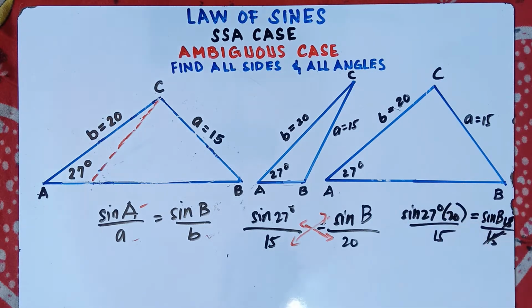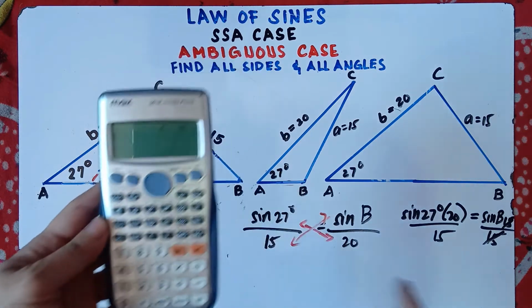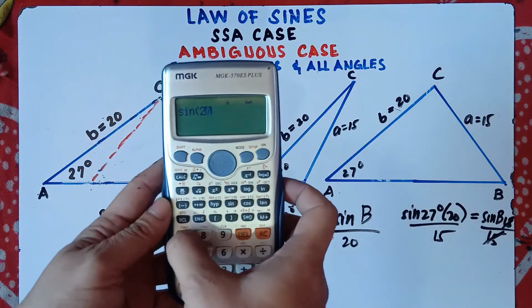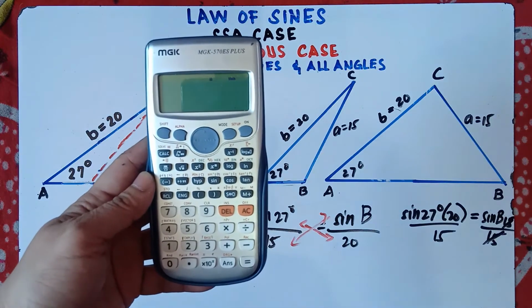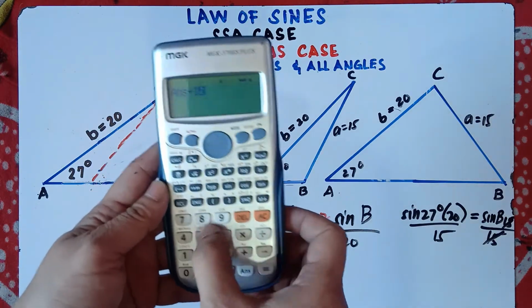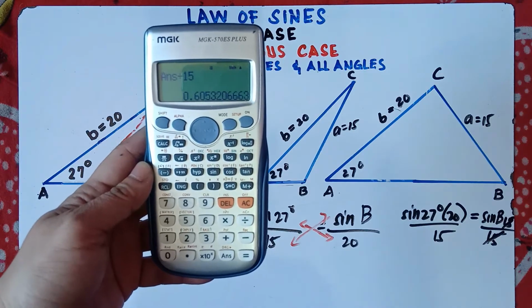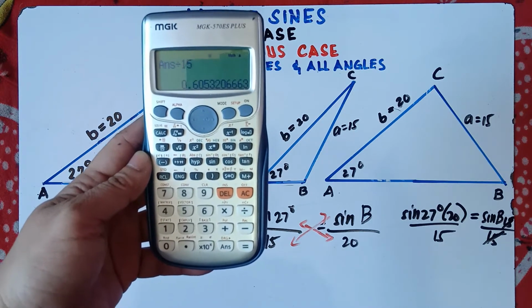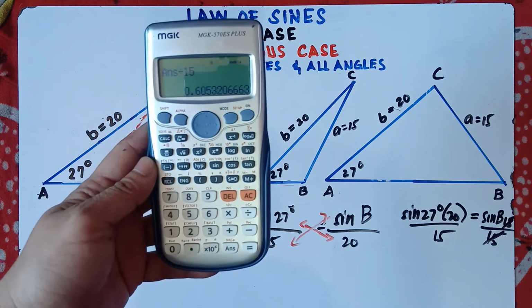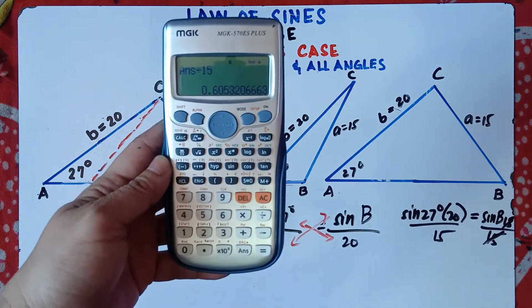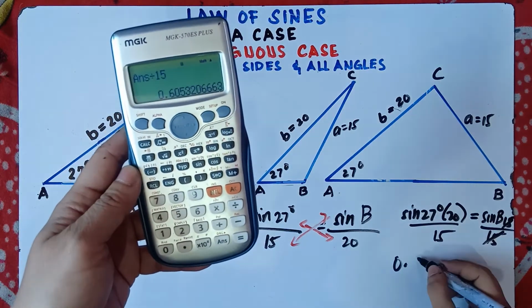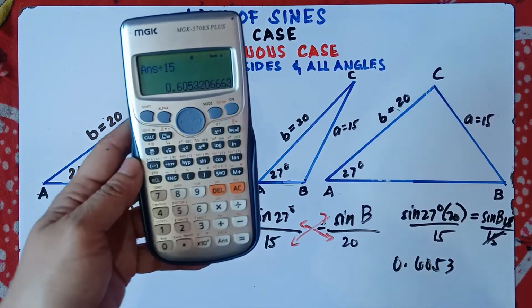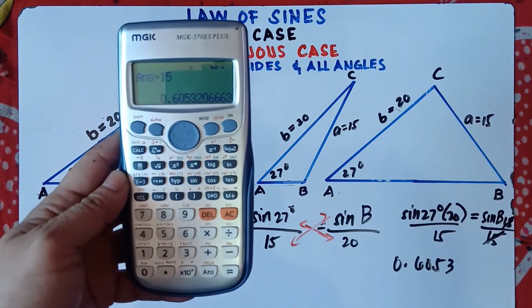So let's use the calculator: sine 27 degrees, close parenthesis, times 20, then divide by 15. We will have 0.6053. We will use 4 decimal places, class, because our answer will be approximate to the exact answer. After 3, that is 2, so we need to round down and simply copy 3.